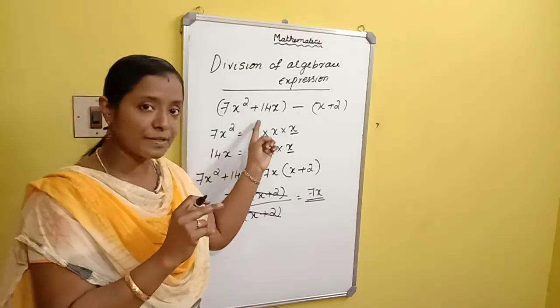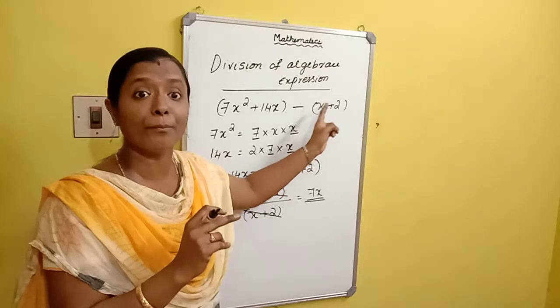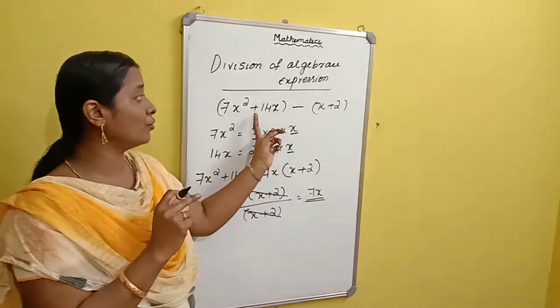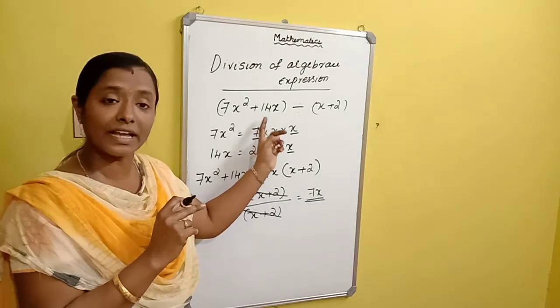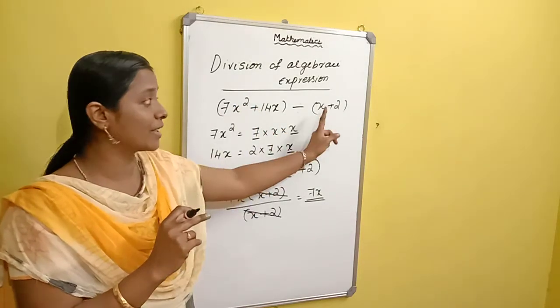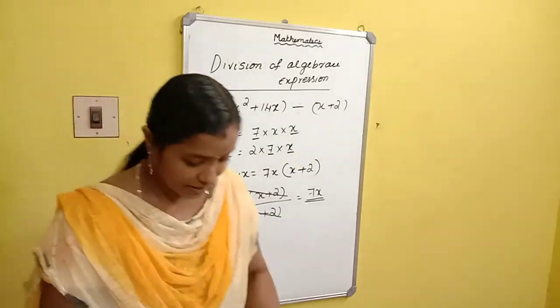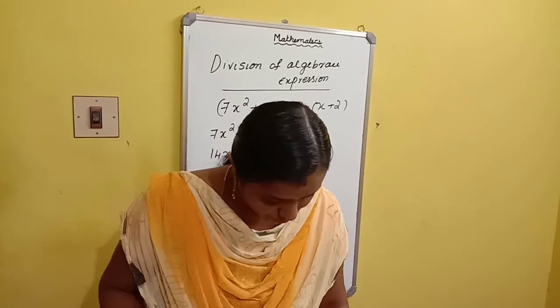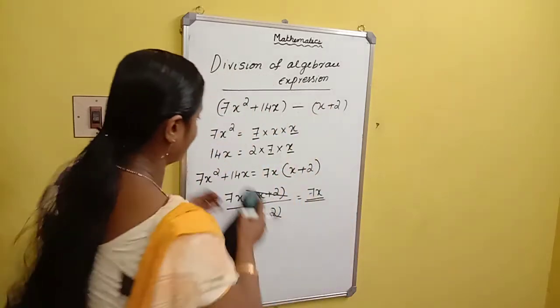Next one, algebraic expression divided by a polynomial. Okay, two terms are there. So, what will you do? First, we want to simplify that algebraic expression. After that, you can divide it. Clear? This is the procedure. Then the next one more question.